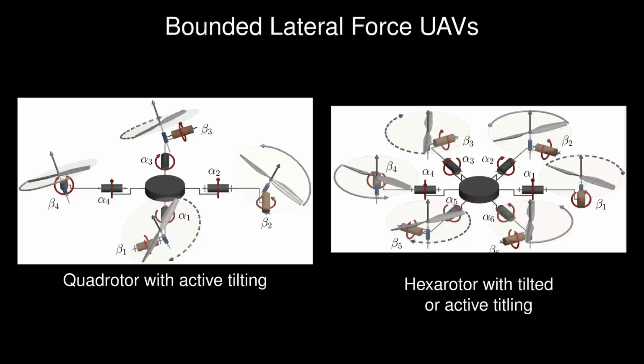To introduce our topic, let us first introduce bounded lateral force platforms. A bounded lateral force platform, or BLF for short, is any platform that can apply forces both along its vertical axis and along its lateral horizontal axes. This platform class groups many designs, such as quadrotors with tiltable propellers or tilted propeller hexarotors, which we will focus on in this paper.